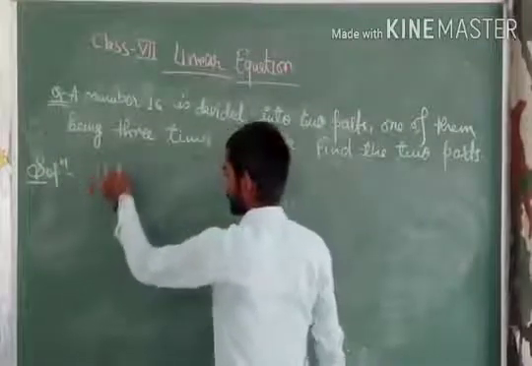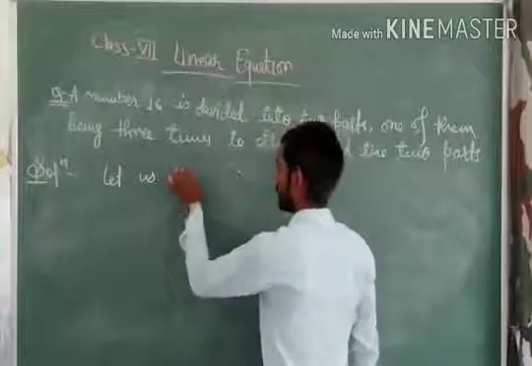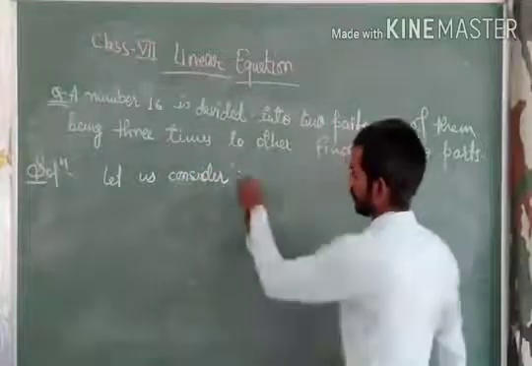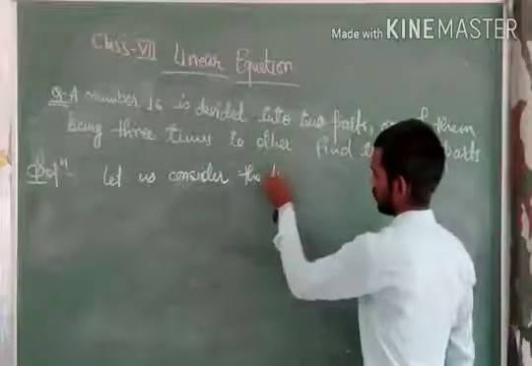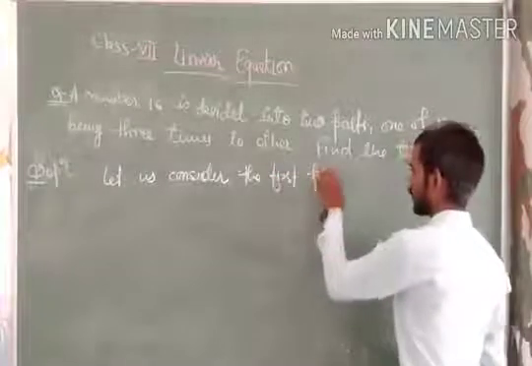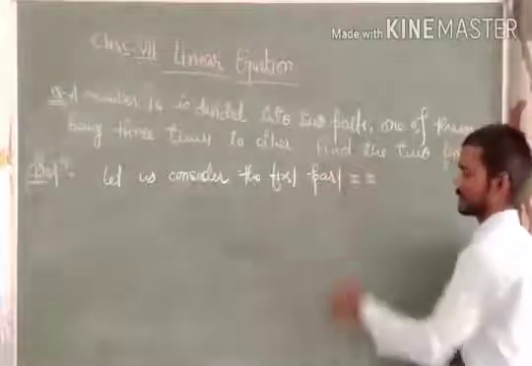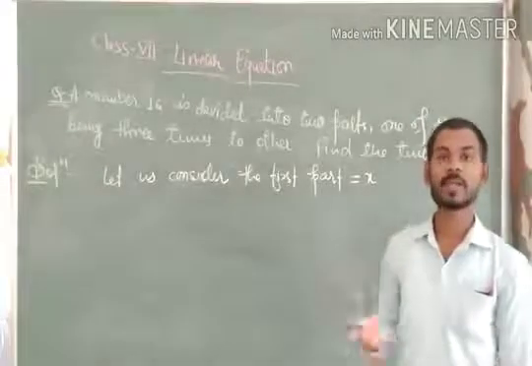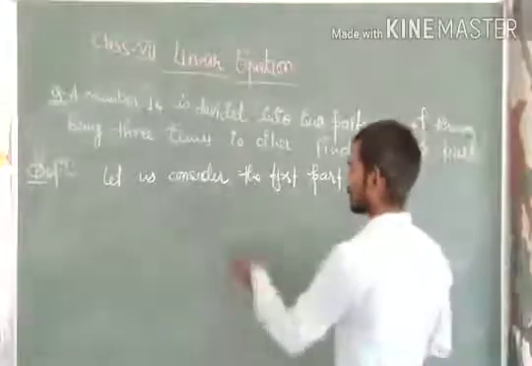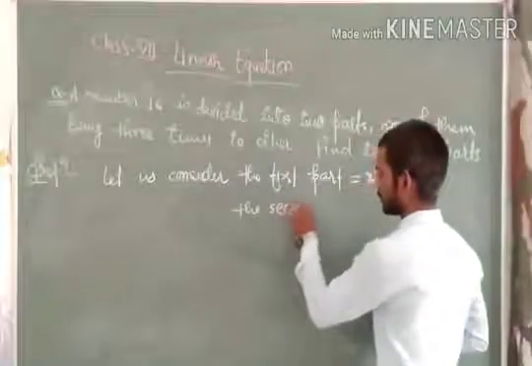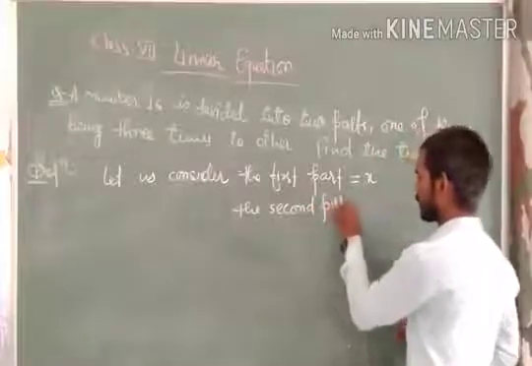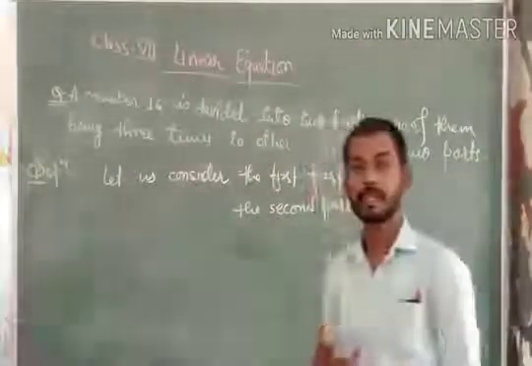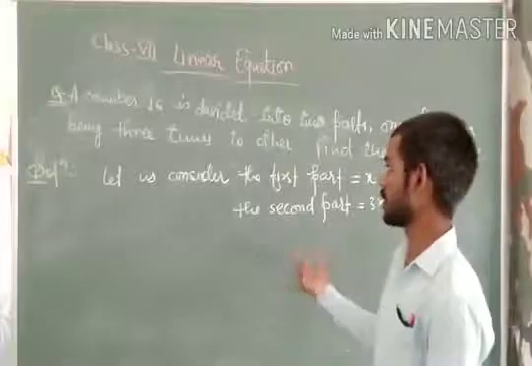Let us consider the first part. The first part is equal to x. If the first part is x, then the second part is obviously 3 times x. That is, the second part is equal to 3x.